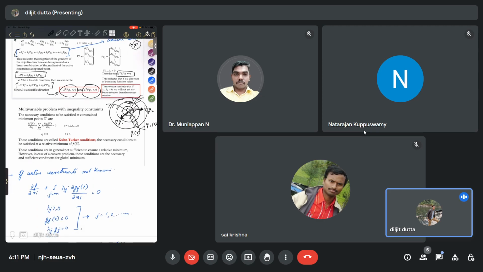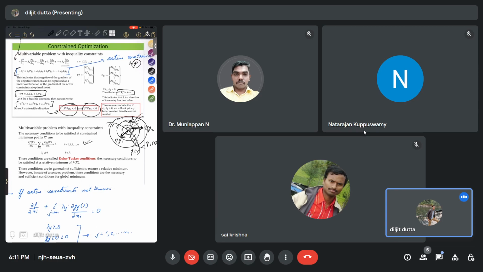So how will we write this condition? The necessary conditions satisfied at the constrained minimum point x star are, first, the condition we have already seen: del f by del x i plus the sum over j belonging to J1, that is for the active constraints, of lambda j into del g j by del x i equals 0. The second condition is that for the active constraints lambda j is greater than 0, that is lambda 1, lambda 2 and so on. If there are j number of constraints, then lambda j is greater than or equal to 0. So these conditions are called the Kuhn-Tucker conditions, the necessary conditions to be satisfied for a relative minimum of f of x.